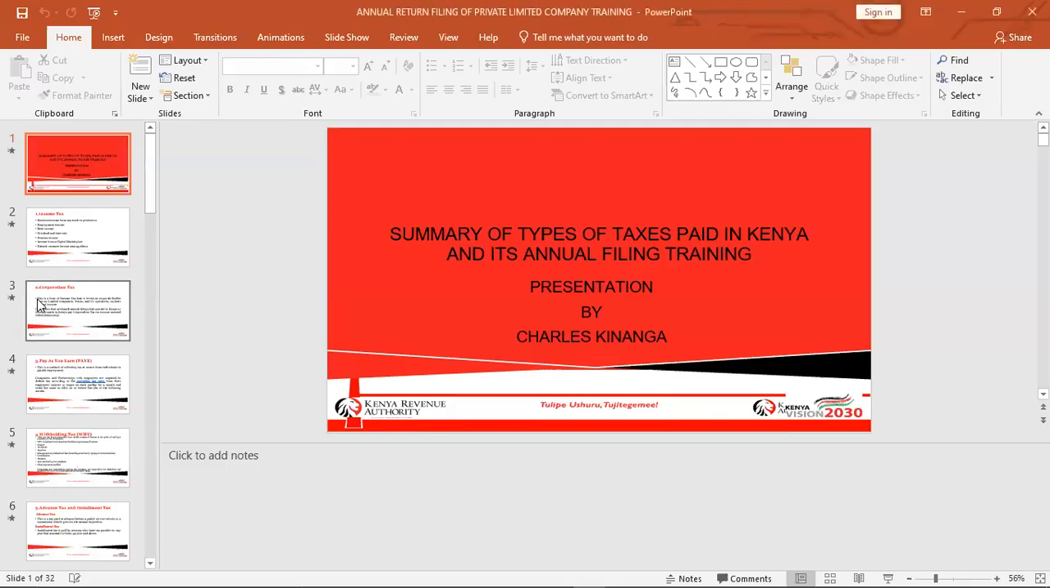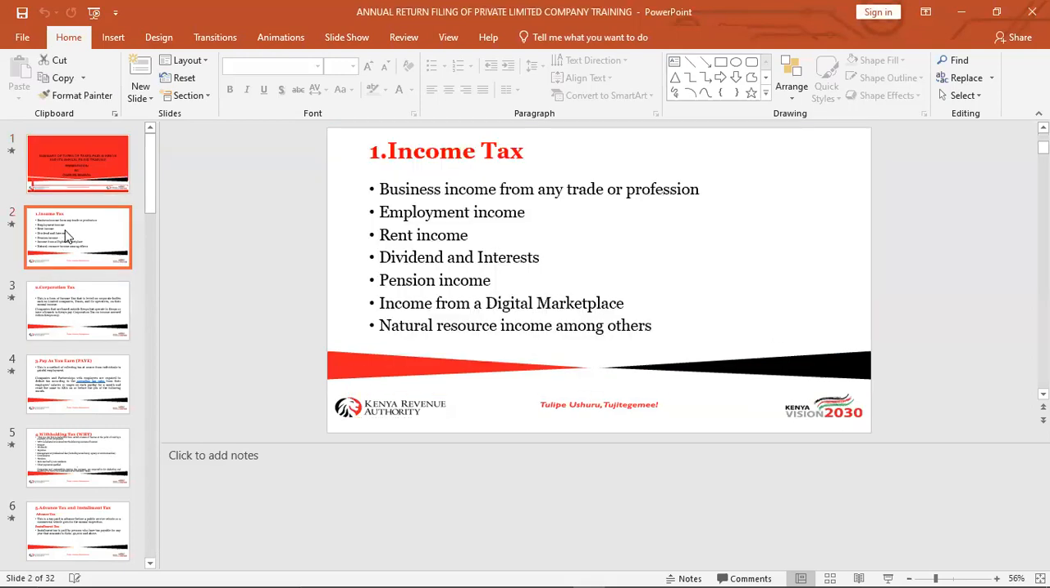Okay. So one thing you should be able to know is in taxes, we have income tax. Income tax includes business income, employment income, rent income, dividends and interests, pension income, income from a digital marketplace, natural resource income, among others. So the ones listed there, we are also supposed to know how to file them via iTax. Those are examples of incomes that are under the income tax.